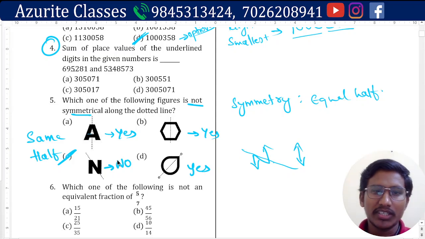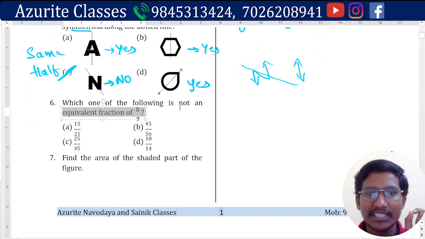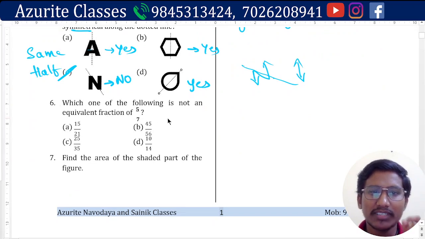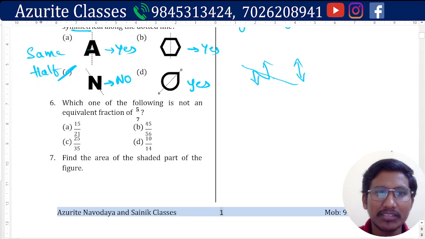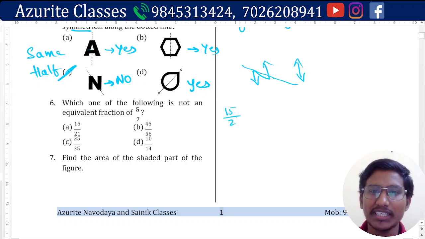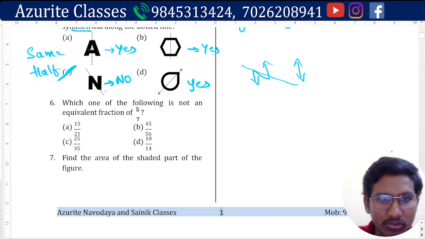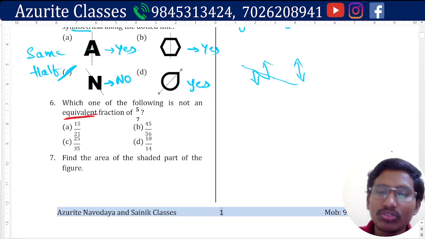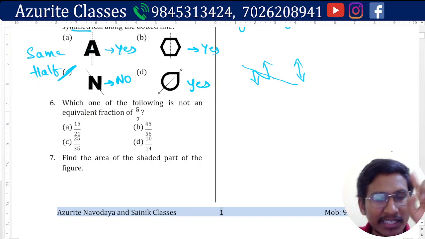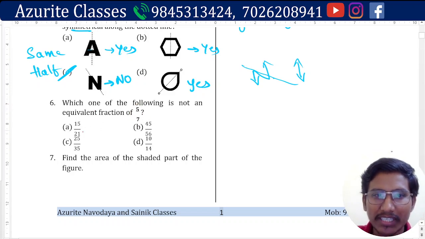Okay, next question, that is the sixth one. Which one of the following is not an equivalent fraction of 5 by 7? So we have to find the equivalent fractions of 5 by 7, right? Option A is 15 by 21. Equivalent fraction means we have to divide, cancel, and if it comes as 5 by 7, we have to check it. So let us divide.